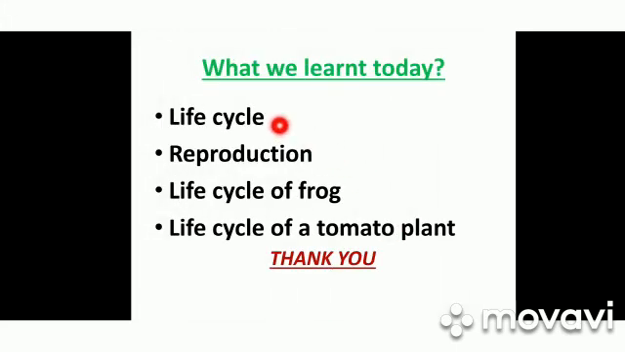We learned the life cycle. What is life cycle? The series of stages that a living being passes through from its birth to death is called life cycle. And reproduction. When a living being reaches the adult stage, reproduction occurs and it reproduces the same copy of itself. Then we learned the life cycle of a frog and a tomato plant.